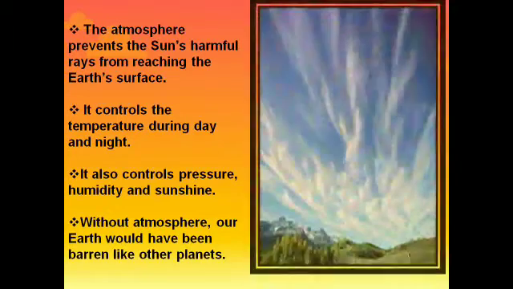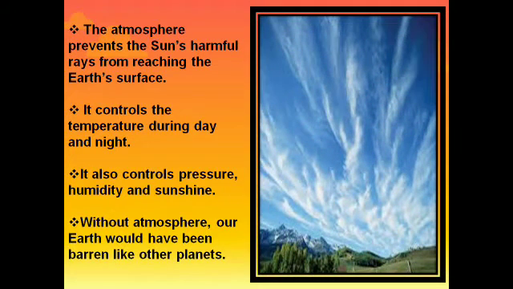Now let's see the different uses of the atmosphere. The atmosphere prevents the sun's harmful rays from reaching the earth's surface. It controls the temperature during day and night. It also controls pressure, humidity, and sunshine. Without the atmosphere, our earth would have been barren like other planets.